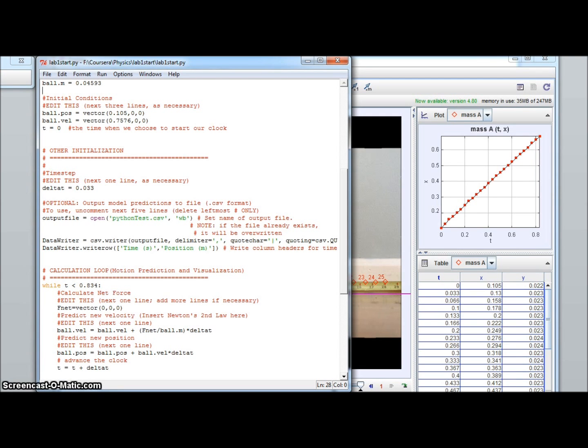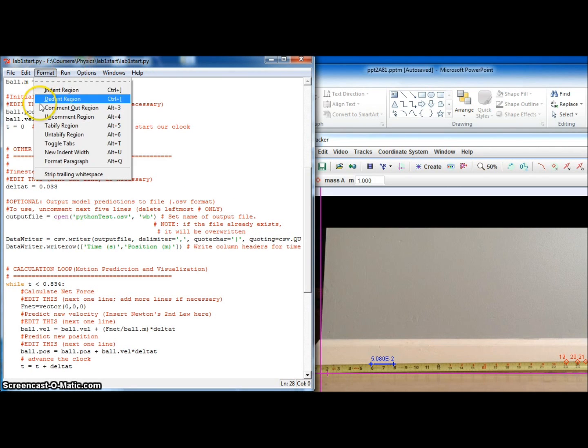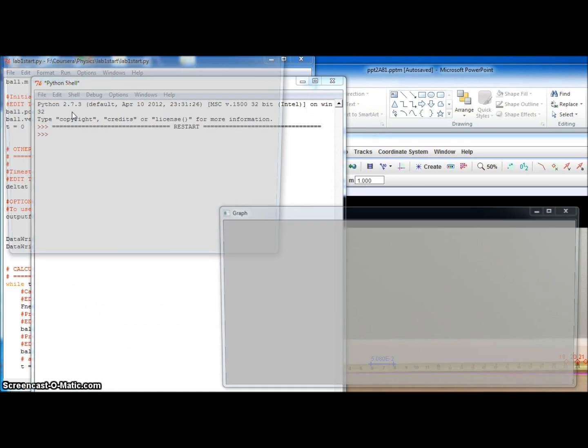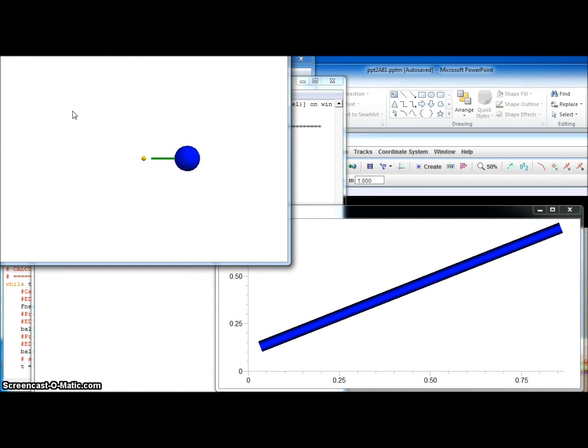I also changed delta t to 0.033 seconds based on my observation and set the t parameter of the while loop that calculates the motion prediction and visualization to 0.834, which was the last time in the observation. If we run the module, we see that the model moves in the positive x direction just like it did in the observation, and that in the graph, though the initial points don't start at 0, 0 based on our initial position and initial time not being 0, it does move in a positive linear direction such that constant velocity would be equal to 0.